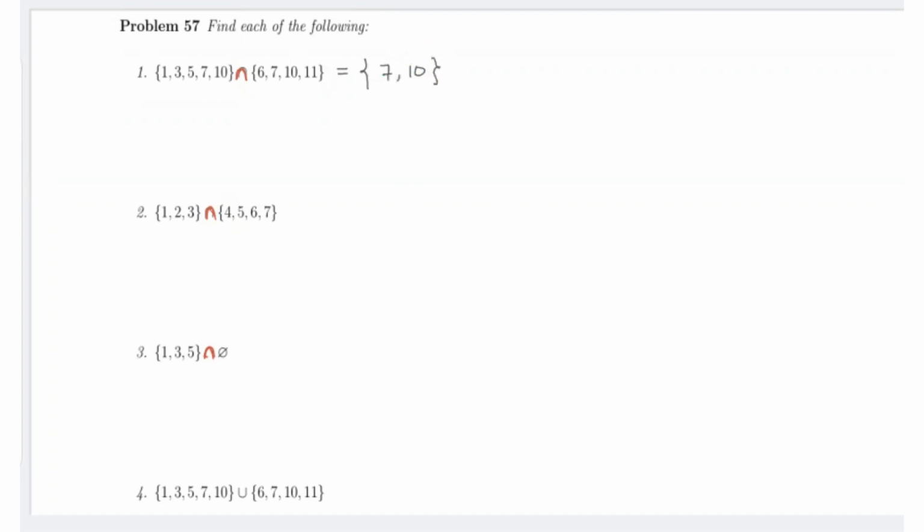Part 2, Dorothy, what are the common elements of these 2 sets? There aren't any, so it's the empty set. Dorothy, do you remember, if the intersection of 2 sets is the empty set, what do we call these sets? Disjoint. Disjoint, excellent.